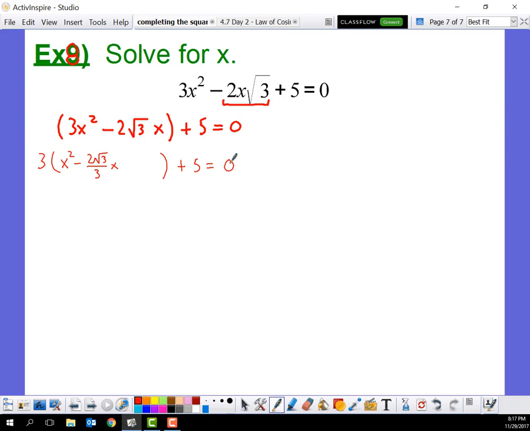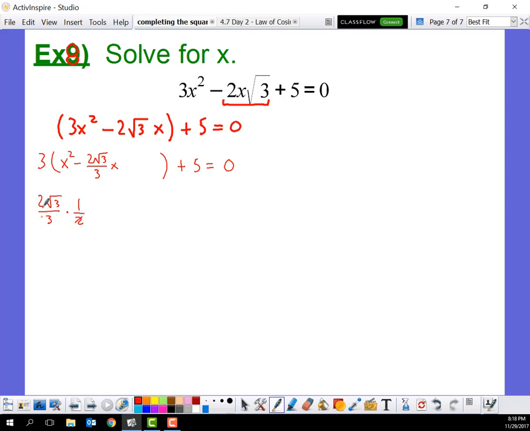Now, if your tendency is just to grab a calculator and punch it in, you better put that thing away because for the quiz and the test, you will not have a calculator for this. So we need to know how to do this arithmetic. So here we go. We're going to take 2 root 3 over 3, and we're going to divide it by 2. Now, instead of dividing by 2, I'm going to multiply by 1/2 because it's the same operation.